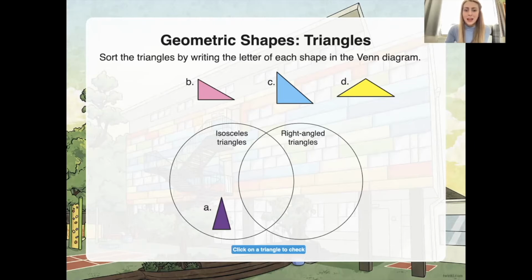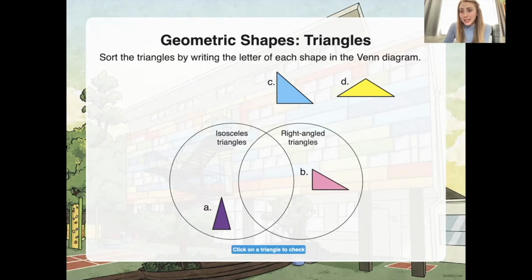Moving on to B. Now, B is definitely not an equilateral triangle. It's not an isosceles triangle because all of the sides are different, but it has that right angle in the bottom left-hand corner. So it's not an isosceles triangle, but it is a right angled triangle. We will put it into the hoop that is on the right. There we go.